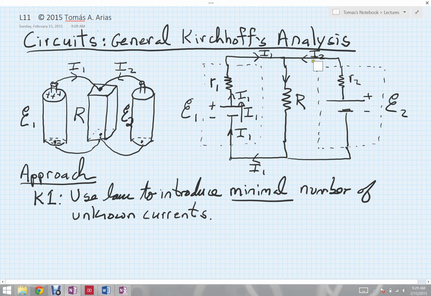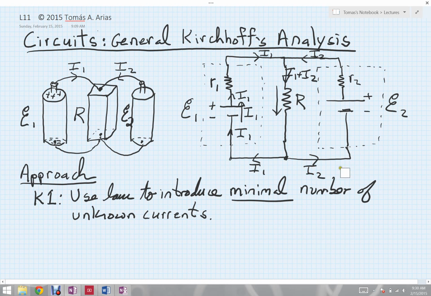Once I decide to call the current flowing through this branch I2, then I know automatically, through Kirchhoff's law, that what is flowing through this junction must be the total of those two. It must be equal to I1 plus I2. And similarly, that is how much current is flowing down through this resistor until I get to the junction point down here. Once I'm at this junction point, I have I1 plus I2 coming down. I know I1 peels off this way, so I know therefore it must be I2 flowing over to the right.